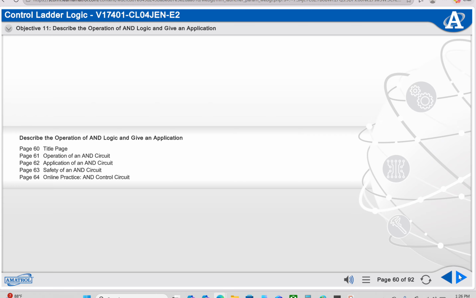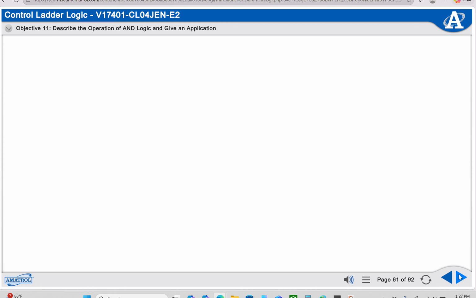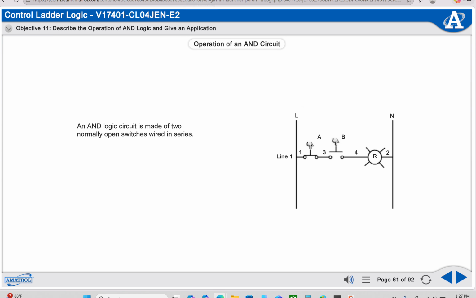Describe the operation of AND logic and give an application. An AND logic circuit is made of 2 normally open switches wired in series. Both switches must be closed to energize the output.